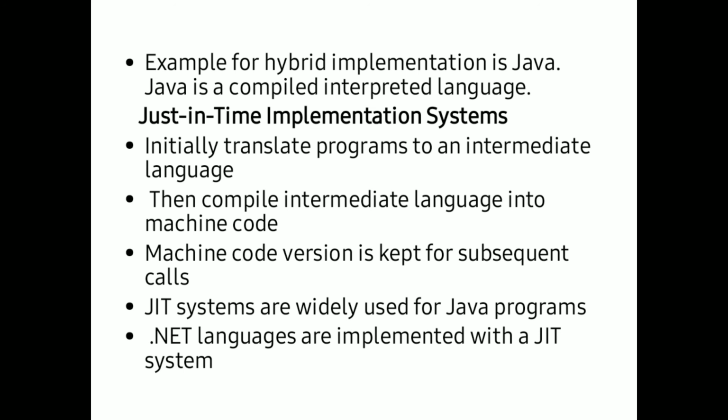Hence JIT systems are widely used for Java programs. Why? Because first the program is converted into intermediate language, then that intermediate language is converted into machine code. The machine code version is kept for subsequent calls, which makes execution of the program faster. .NET languages are also implemented with JIT systems.